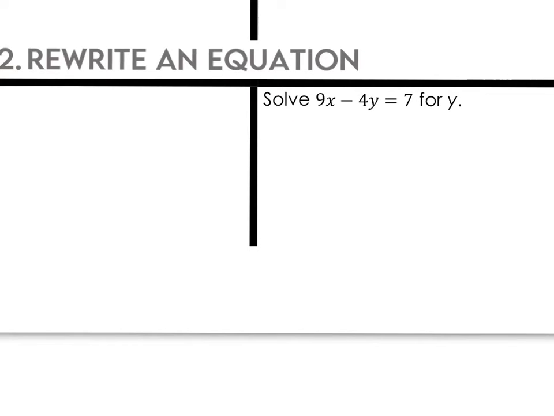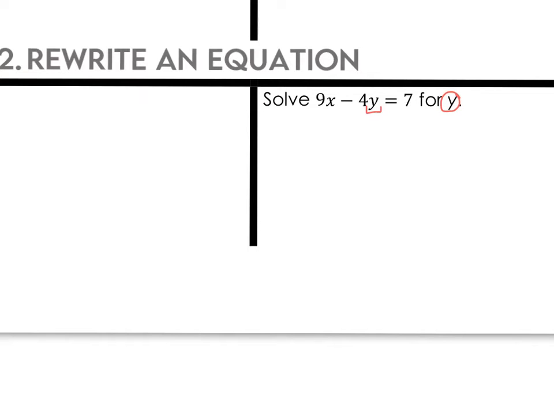Taking a look at rewriting any kind of equation, solve 9x minus 4y equals 7 for y. We've done this before. There's nothing tricky here. It's almost like putting it in slope-intercept form. If you're trying to isolate the y variable, again, we need to get rid of anything that's being added or subtracted to it first using PEMDAS backwards. Be careful with that idea though.